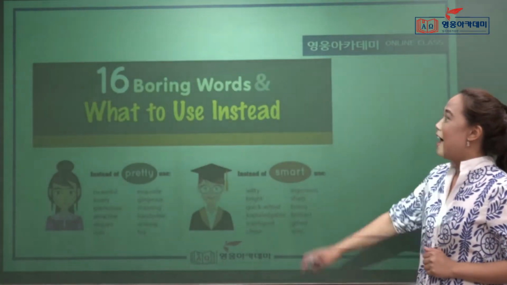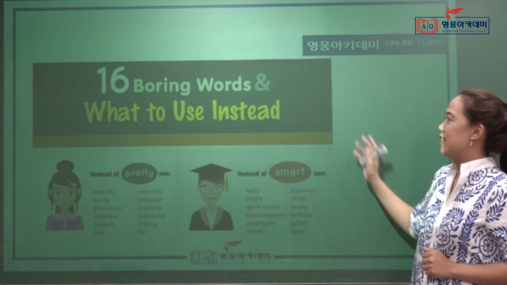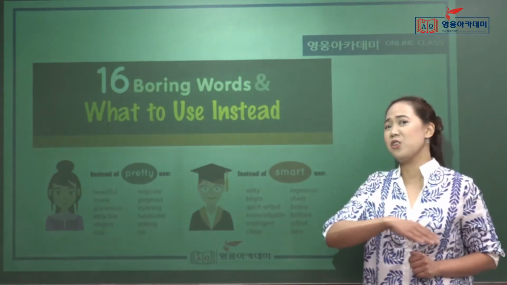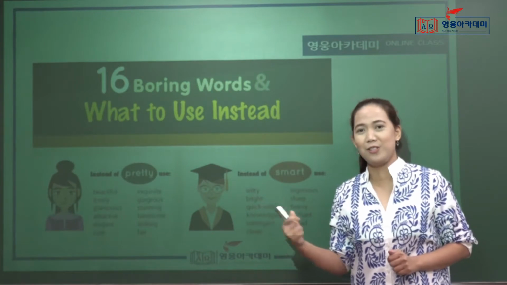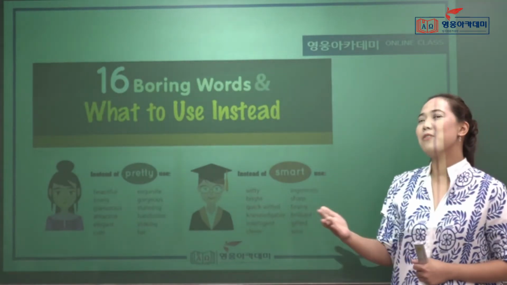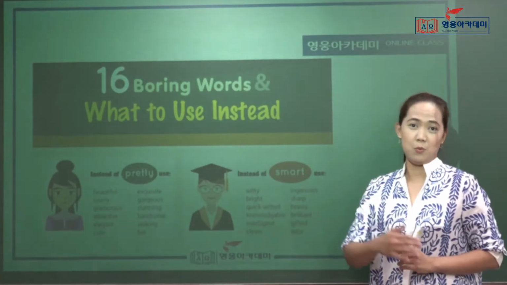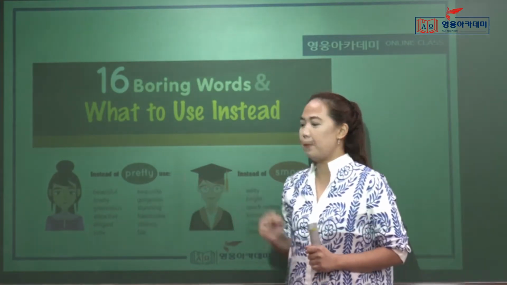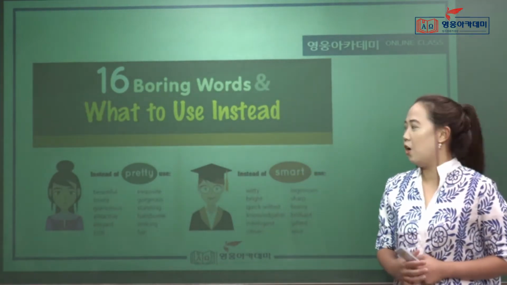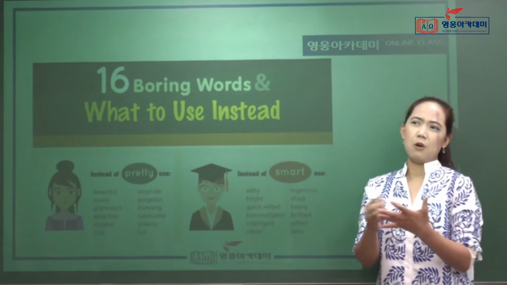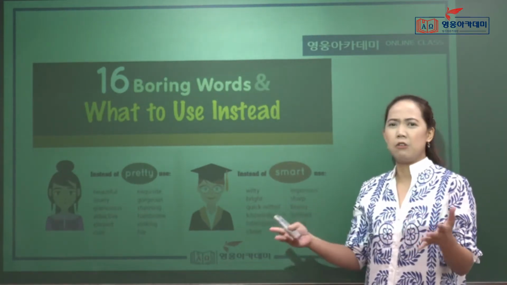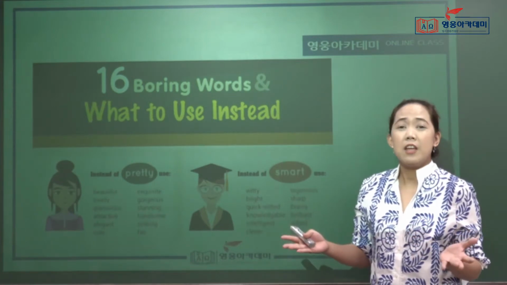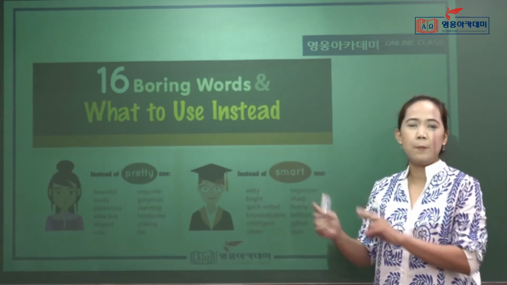How? Let's look here. 16 boring words and what to use. But I'm not going to tell you the 16 words because it will take us a lifetime doing this recorded video. So I'm just going to give you one of the most common adjectives that we use when we write an essay. First is pretty. Can you guys see it? All right. Usually when we write an essay, there's a pretty girl, she is pretty, or she's wearing a pretty dress. We always use the word pretty.